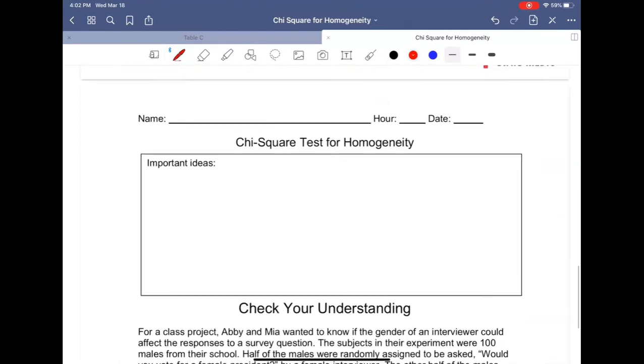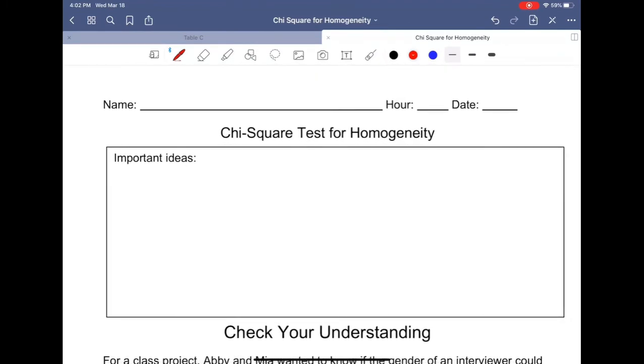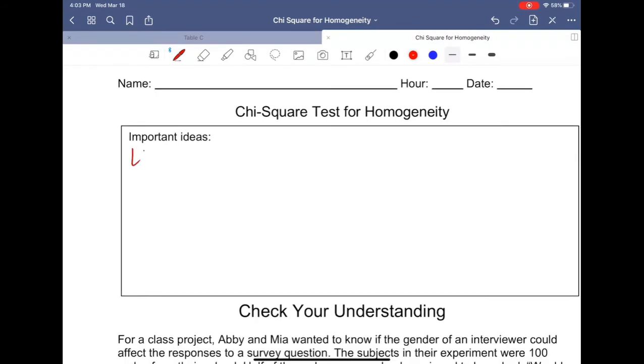All right, so in our important ideas, what I want to do here is just talk about the things that are new that we need to add in. Let's look at our first learning target, which was about hypotheses and expected counts. With the hypotheses, I like to do a fill in the blank.